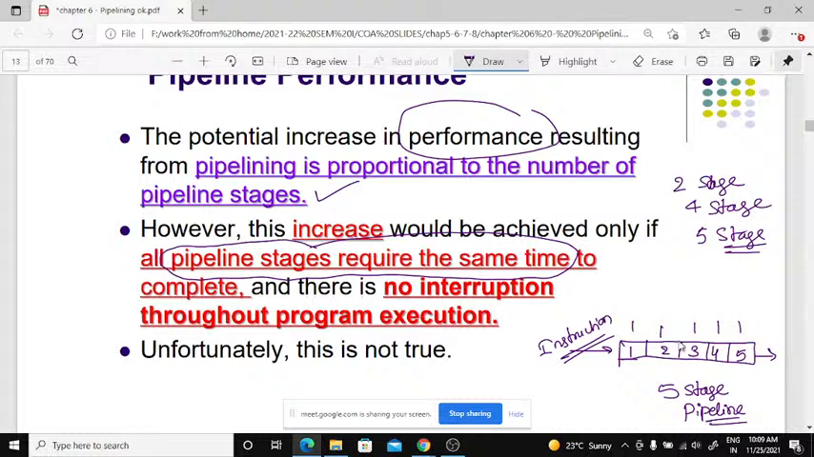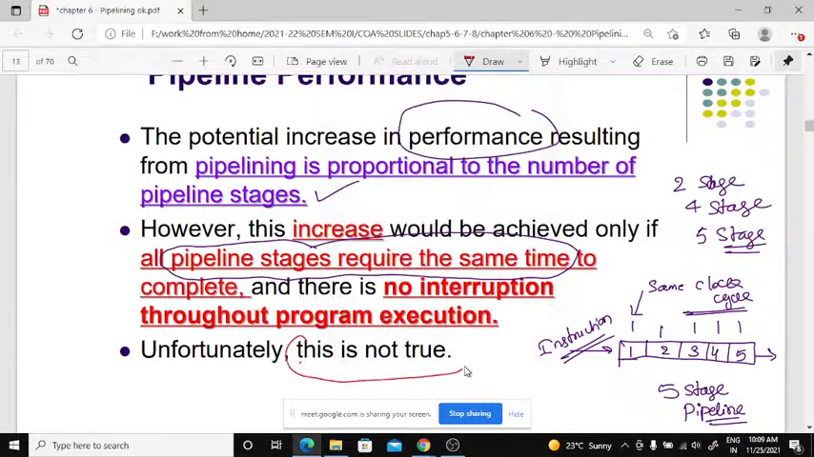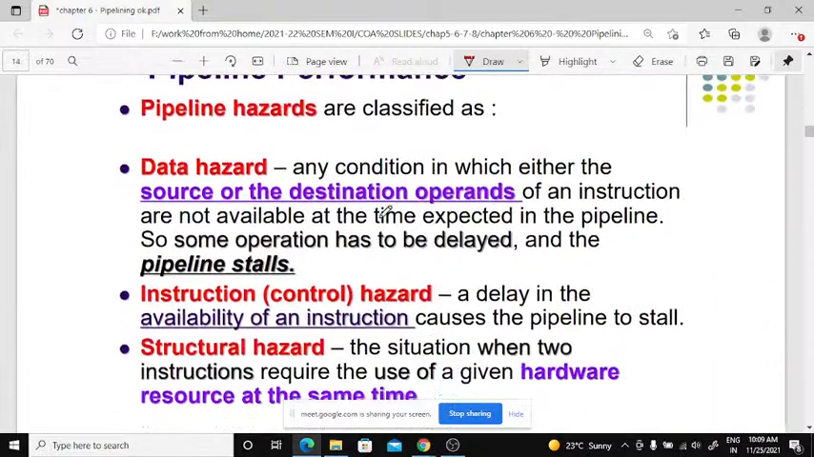There is no interruption throughout the program if it is the same time for each stage, the same clock cycle. Then there is no interruption throughout the program execution. But unfortunately it is not true. There will be some interruptions.